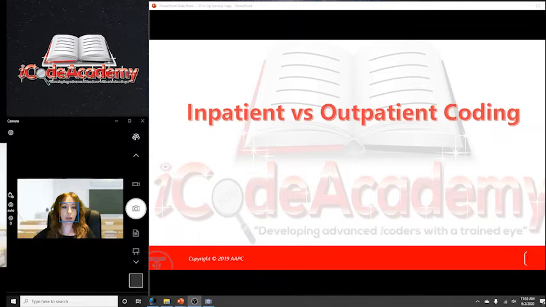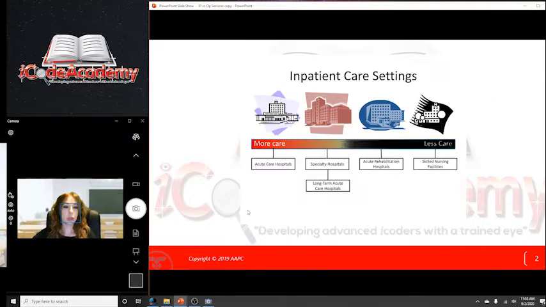Today I'm going to be talking to you about inpatient versus outpatient coding. So let's get started here. As you get into coding, you're going to be hearing a lot the terminology inpatient and outpatient. So what I want to do with you guys today is really talk about what that means to you as a coder, as well as just giving you a general overview of those services.